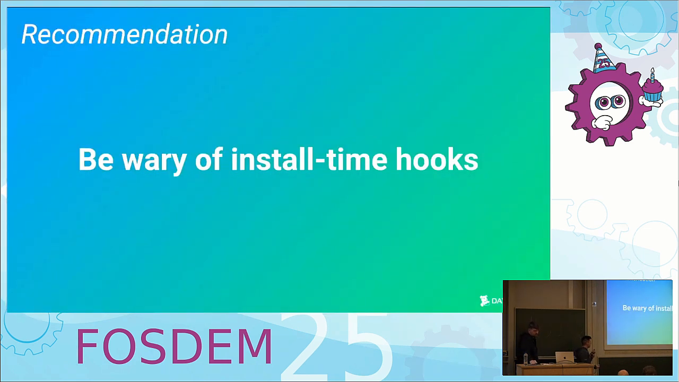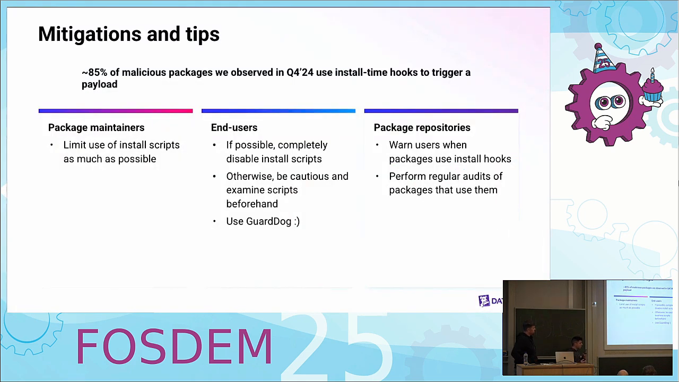So what can we do with this? Be wary of install time hooks, right? This sounds obvious, but threat actors often disguise or cover this under downstream attacks, like dependencies, so the attack is not so obvious. So one recommendation or mitigation: first of all, 85% of the malicious packages we observed during Q4 were using this kind of attack. So this is important, right?